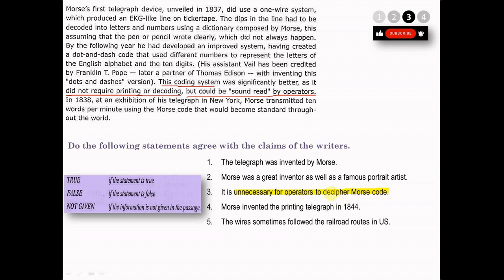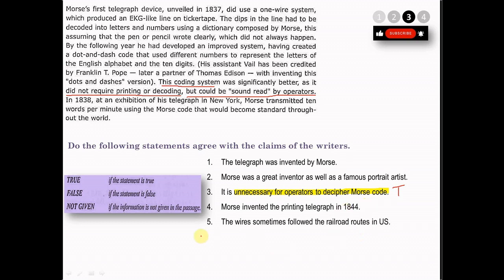So what is this information all about? This information is, it is unnecessary, means it is not required for operators to decode the Morse code. So yes, it is true. It is validated by this line. Clear? So we have solved this question.